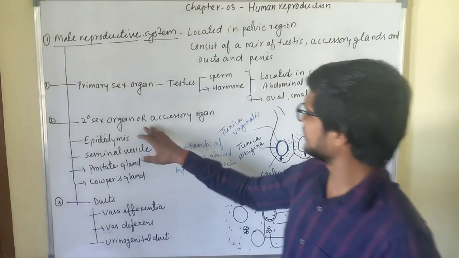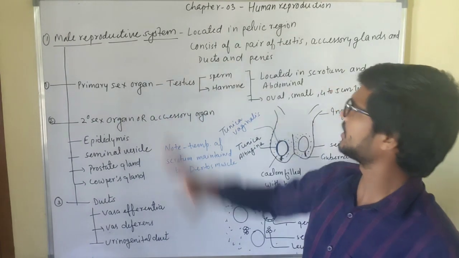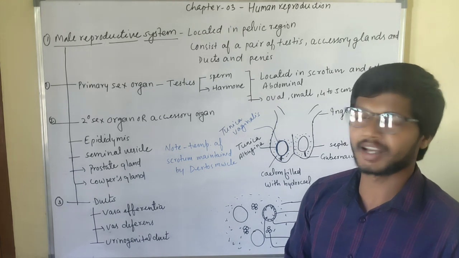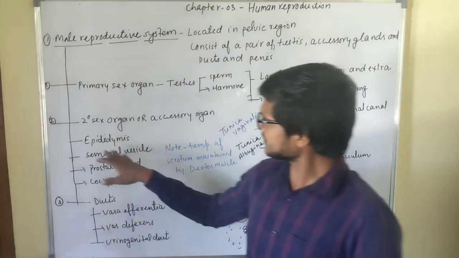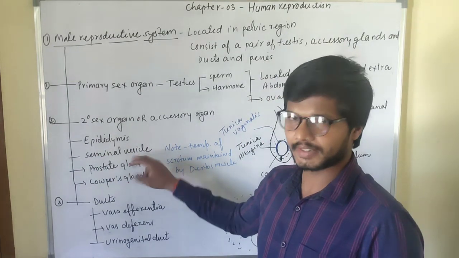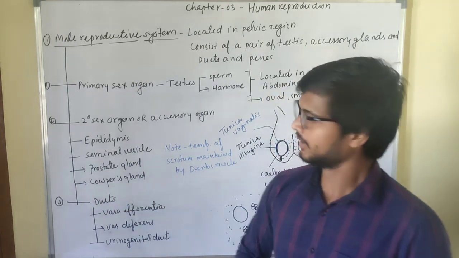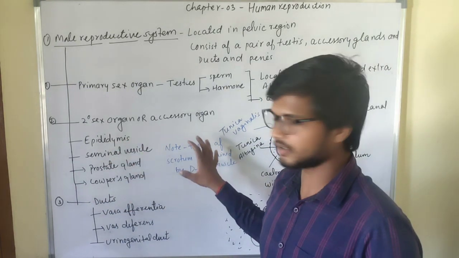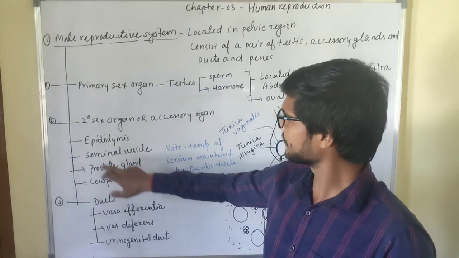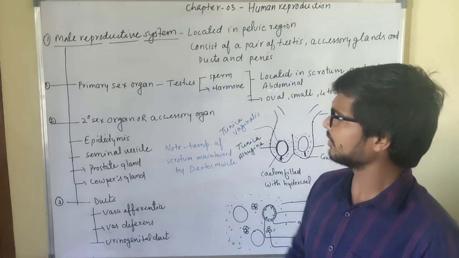Secondary sex organs are also known as accessory organs. These organs help in the production as well as carrying of the male gamete as well as hormones. In this we will discuss epididymis, seminal vesicle, prostate gland, as well as Cowper's gland. All these are part of what? Secondary sex organs.